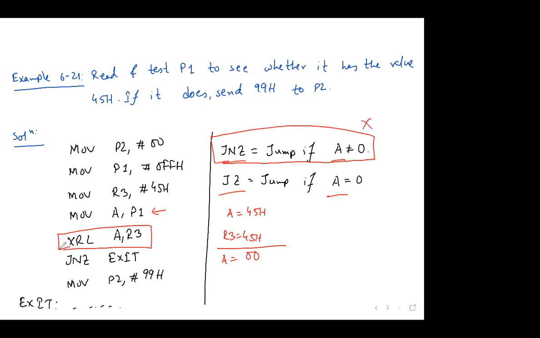So this condition becomes false. If this condition becomes false, then from here, you come to this line, that is, you move 99H. Otherwise, if this condition is true, from here, you directly jump to this label. Clear, everyone? Any question or is it understood? Okay, so let's move on.